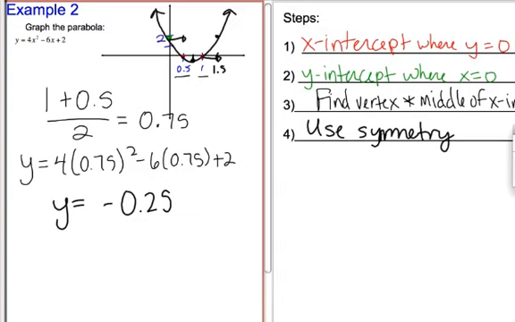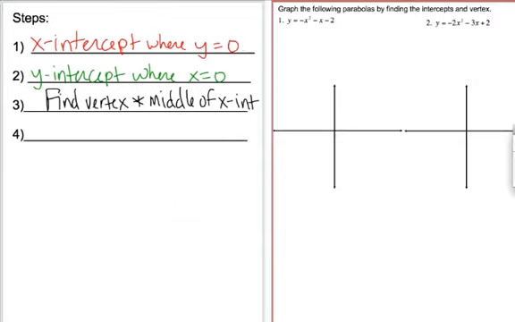If you're not convinced, you could plug in 1.5 for x and see that the answer for y would be 2 by using the rule. Okay, the symmetry is the hard part, so be sure to ask your teacher if you have questions on it. Okay, now it's your turn to graph your parabolas that are on your worksheet. Try to follow these steps and ask your teacher questions if you don't understand or get stuck somewhere.